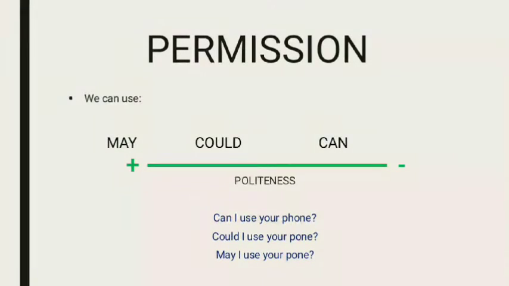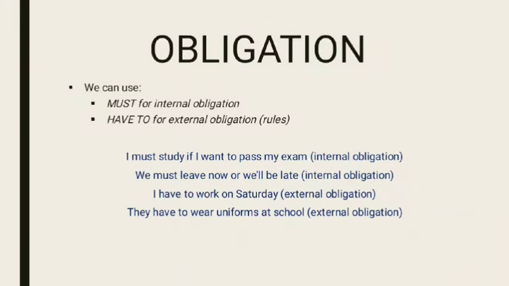Ada 3 contoh di bawah. The first one is, can I use your phone? Bisakah saya menggunakan teleponmu? Number 2, could I use your phone? Bisakah saya menggunakan teleponmu? And then the last one, may I use your phone? Bisakah saya menggunakan teleponmu? Nah, these three have the same meaning, however, the degree of politeness is different. Kalau dari can ini agak kasar, sampai di may, dia akan menjadi sangat halus. Okay, let's move on to the next one.